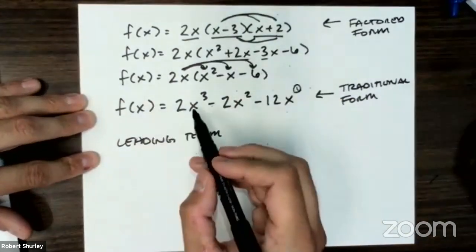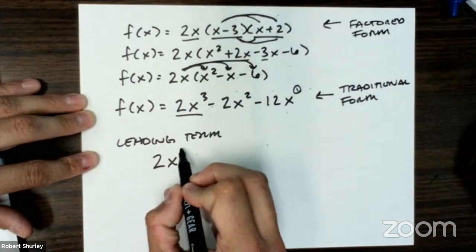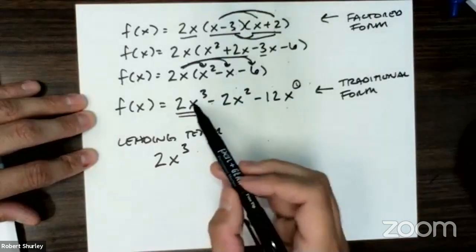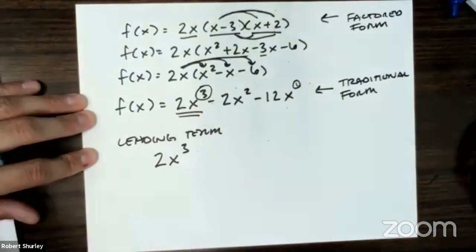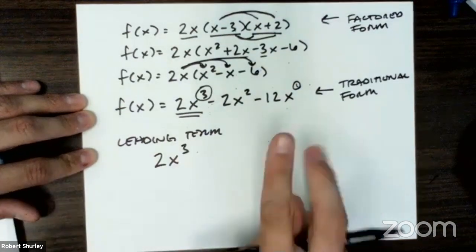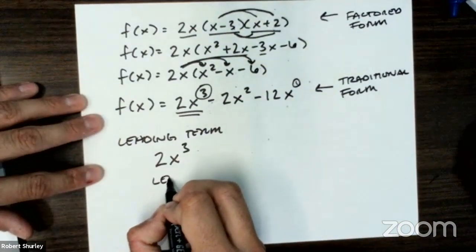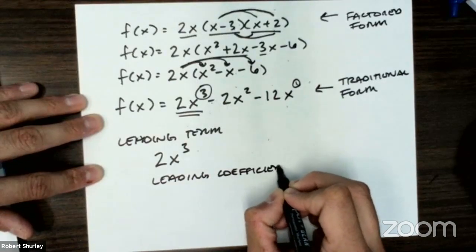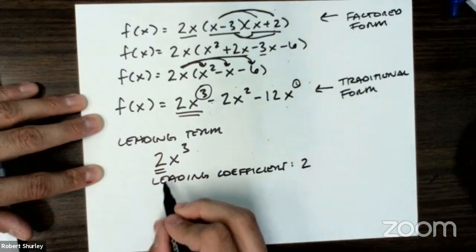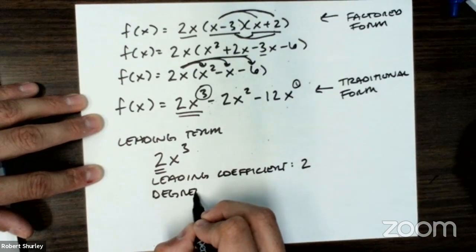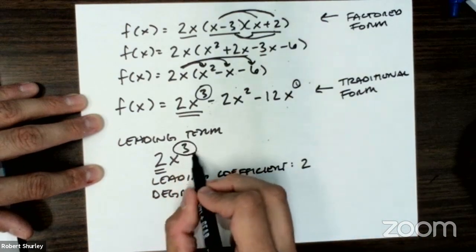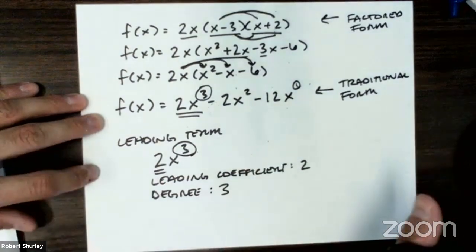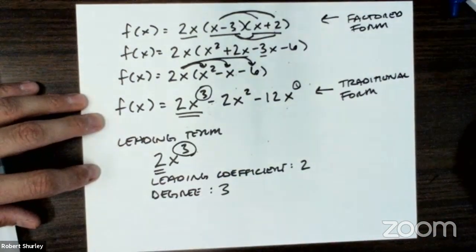The leading term for this example is right here, 2x cubed. The leading term is always the term with the highest degree. The highest degree right there is 3. And the leading term tells us two things. It tells us the leading coefficient, which for us is 2, and it tells us the degree of the polynomial, which for us is 3. It's right there. And these two things are going to tell us about the graph of polynomials, which we'll get to in a minute, but I have to go over how to find it first.